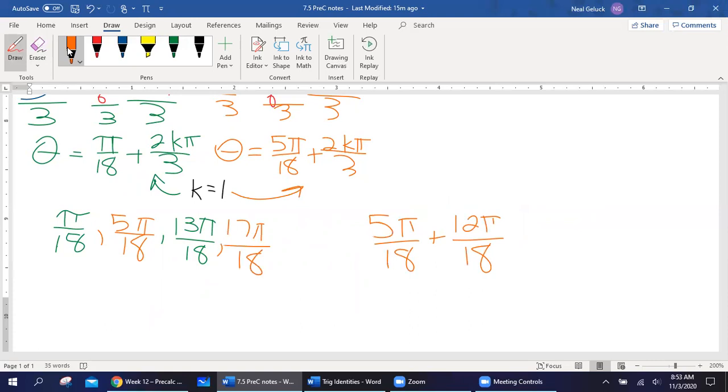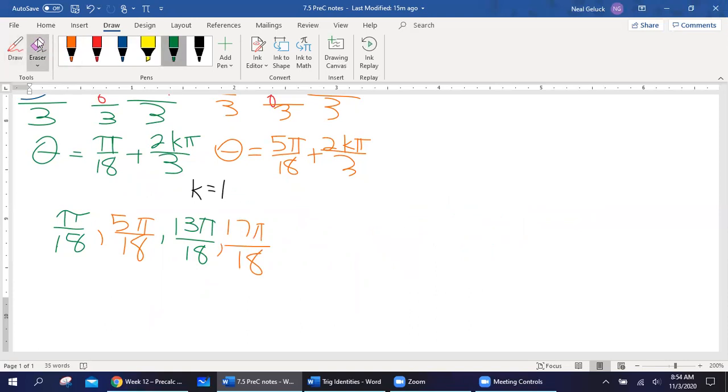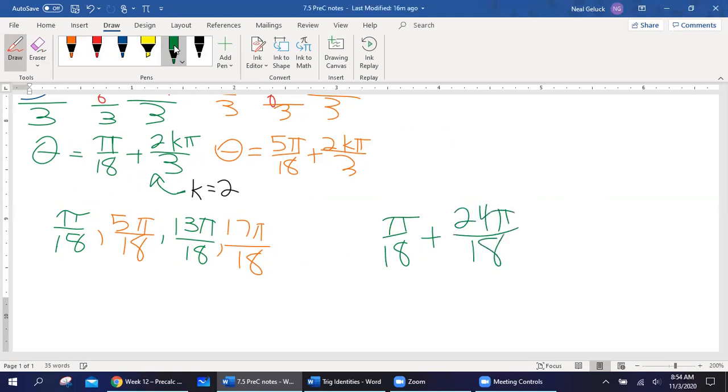Go back to the green side. If I crank up k to 2, on the green side, that's going to give me pi over 18 plus 4 pi over 3, which is going to give me 24 pi over 18. So that would be 25 pi over 18.